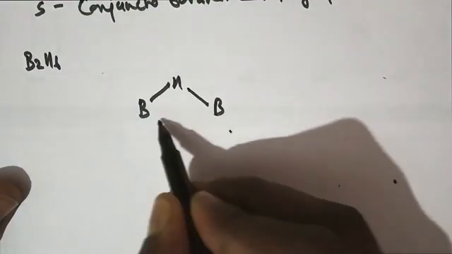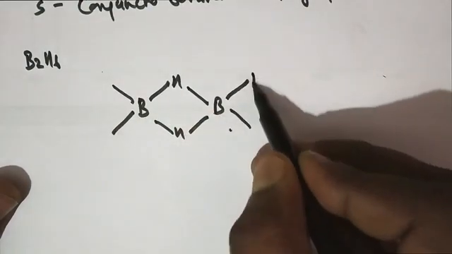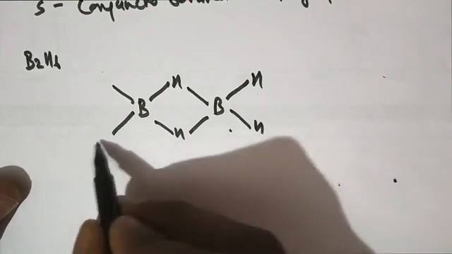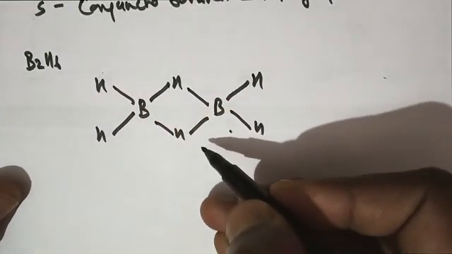Now we will go for the structure of a few boranes. Suppose you have a molecule like B2H6. Its molecular structure will be like this.